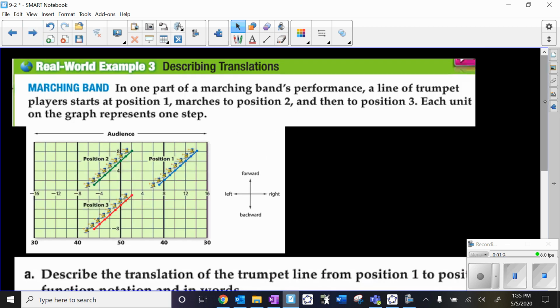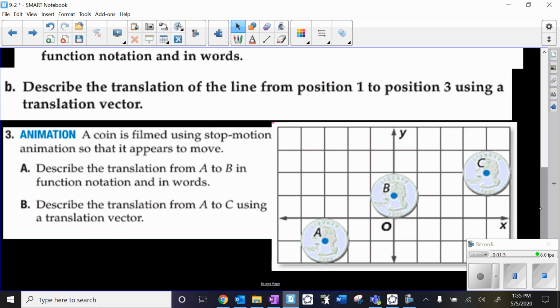The last thing that we do is we come up with the actual translation vector. You just need to be a little bit careful. I'm just going to ask you to write it as a vector. You don't need to write it in function notation. The book does it, but we're just going to write it as a vector.